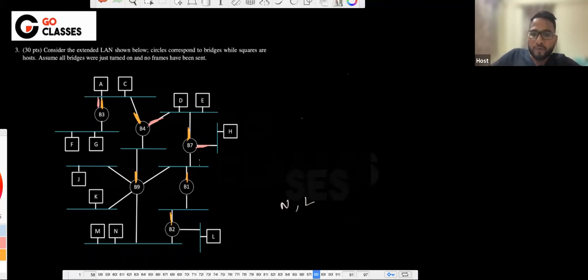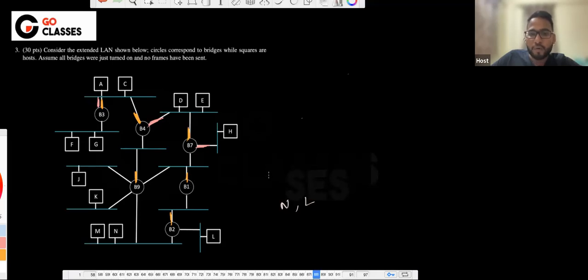Okay, so it will forward to this line, and now based on this line, what is the designated bridge for this line? Because this line will be just forwarding to one of the bridges, either to B9 or B7. So what is the designated bridge? It is B1 only, right? For this line, at least, it is B1 only.